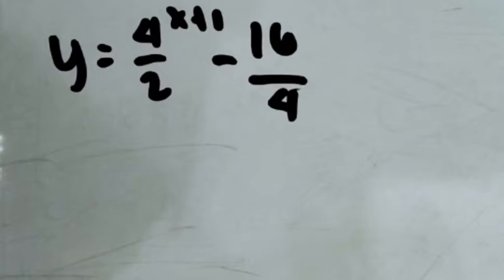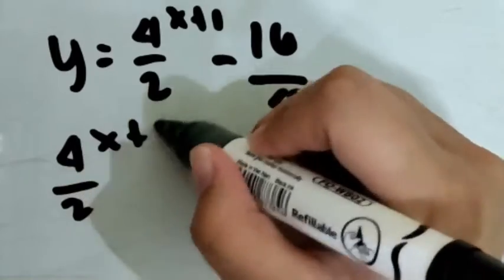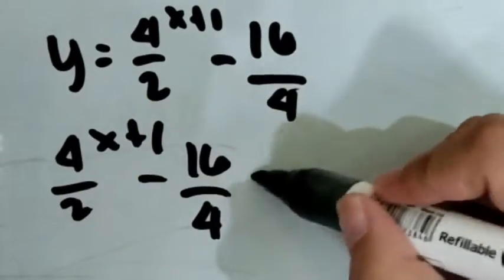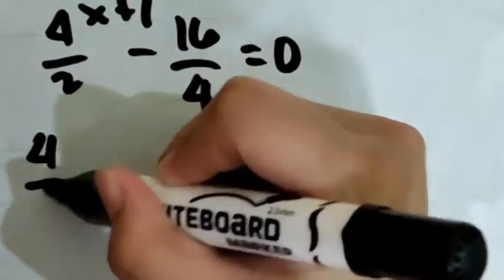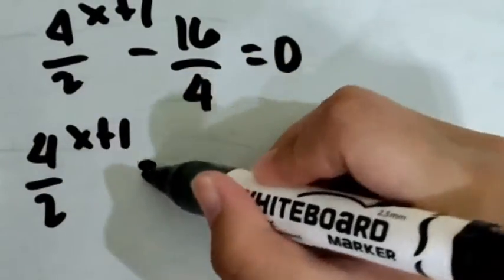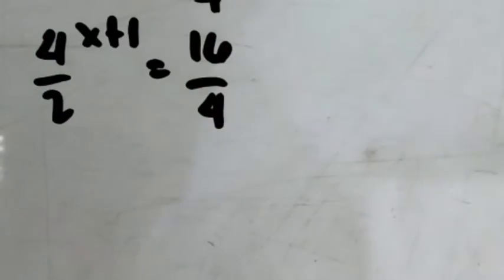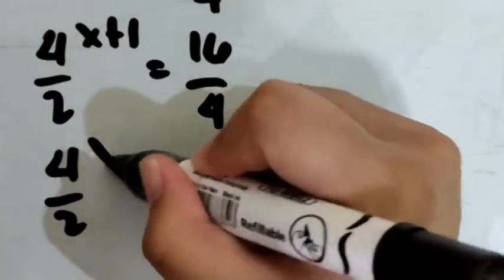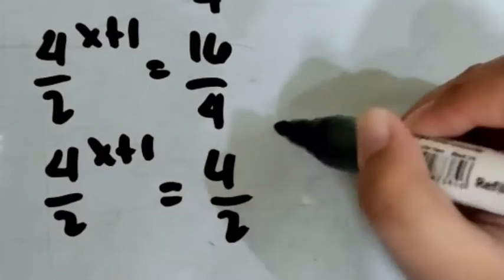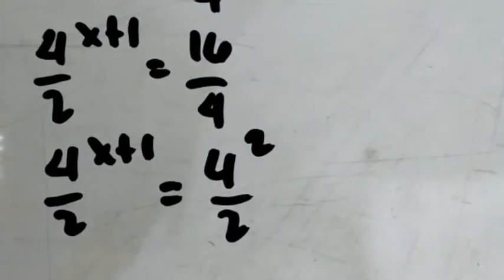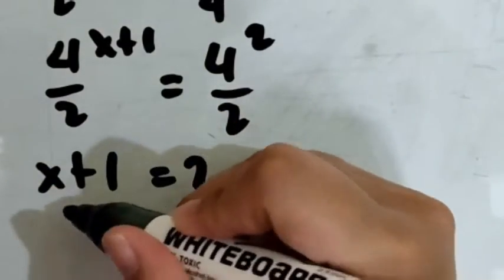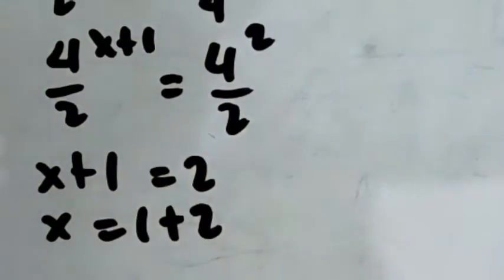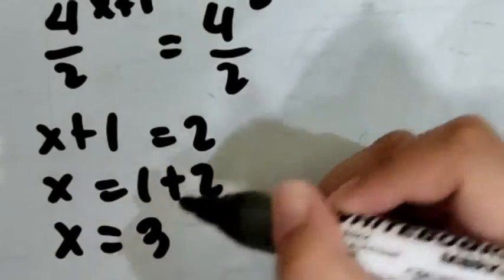power of x plus 1 minus 16 over 4. First, equate the expression of the exponential function to 0. Next, we transpose the constant to the right side. So, negative 16 over 4 will become positive 16 over 4. Since the base is not the same, rename 16 over 4 so that it will be the same. Since the base is the same, equate the exponent. And once we equate the exponent, solve for x, and therefore the zero of y equals 4 over 2 to the power of x plus 1 minus 16 over 4 is 3.